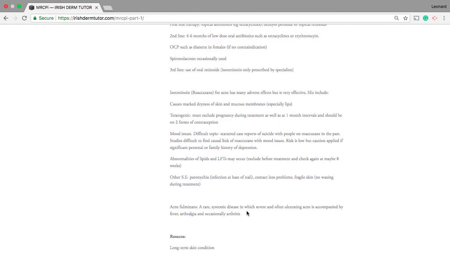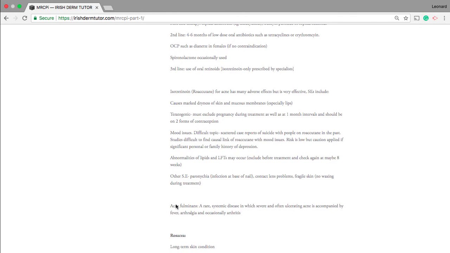Other side effects include paronychia, which is infection at the base of the nail. You can also get dry eyes, which can cause problems for people who are using contact lenses. And you can also get increased fragility of the skin, so we warn people not to do any waxing during treatment or tattooing, as if they do, it can get quite nasty. Acne fulminans is a rare systemic disease in which severe and often ulcerating acne is accompanied by fever, arthralgia, and occasionally arthritis.